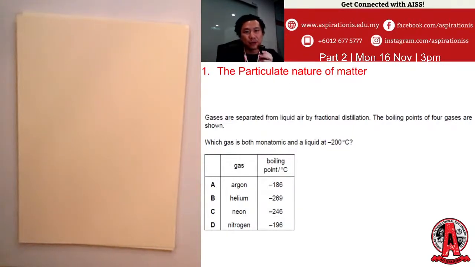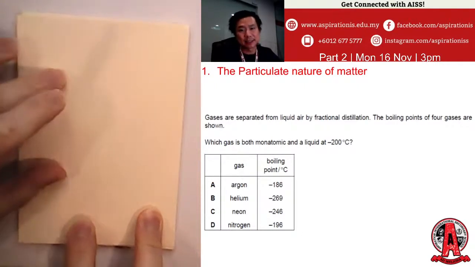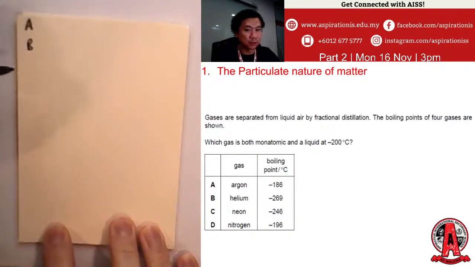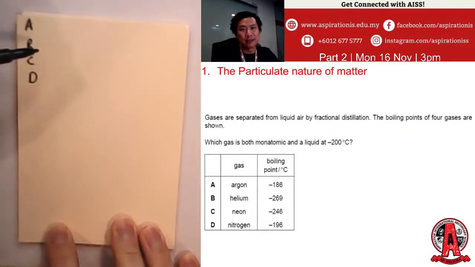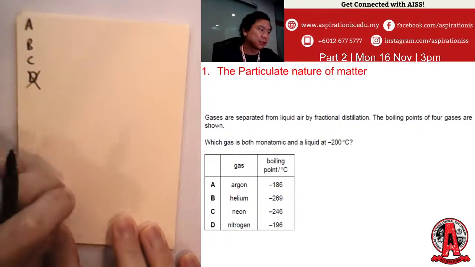So immediately we try to eliminate the obvious and wrong answer. The question is, which gas is both monatomic? So let's deal with monatomic. You know that monatomic gases are usually in group A. They are the noble gases. So immediately we know that nitrogen is definitely not monatomic. In fact, nitrogen is known as diatomic gases. So immediately D is out. Now you've got three monatomic gases to choose from, and they want a liquid at negative 200. So let me know what's your answer.